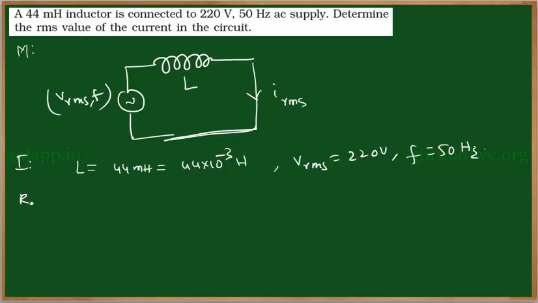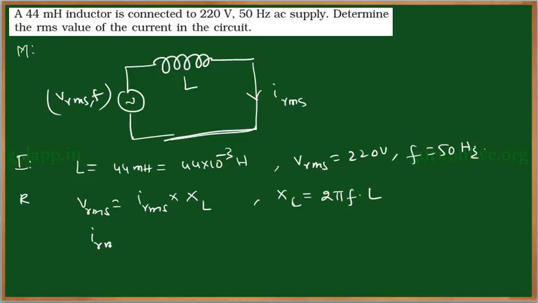Now come to the resolving part. From Ohm's law, VRMS is equal to IRMS into resistance, but here due to this inductor we will get impedance that can be represented as XL. So XL is equal to 2 pi F into L. Here F we know, L we know, pi value also we know, and VRMS value also we know. So we need to find out IRMS.